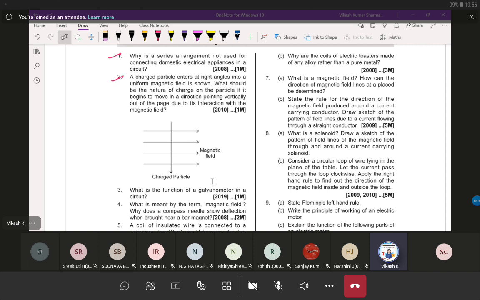So, have you got these two sheets, beta? I mean, the previous year question paper. Have you received, everyone? Just give me time. I will be posting on your MS Teams itself. Alright, my dear.